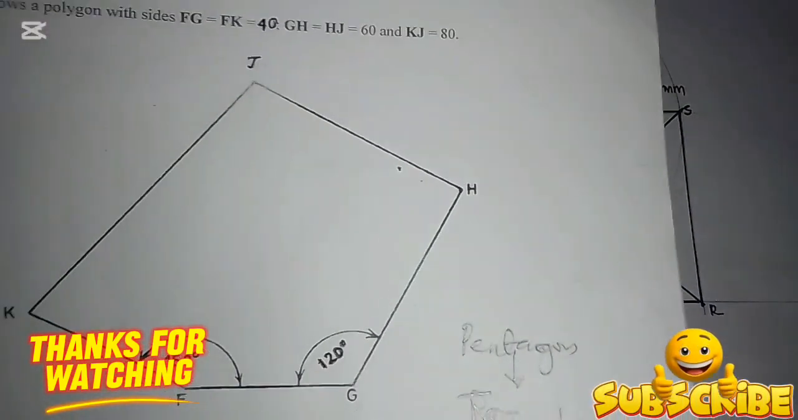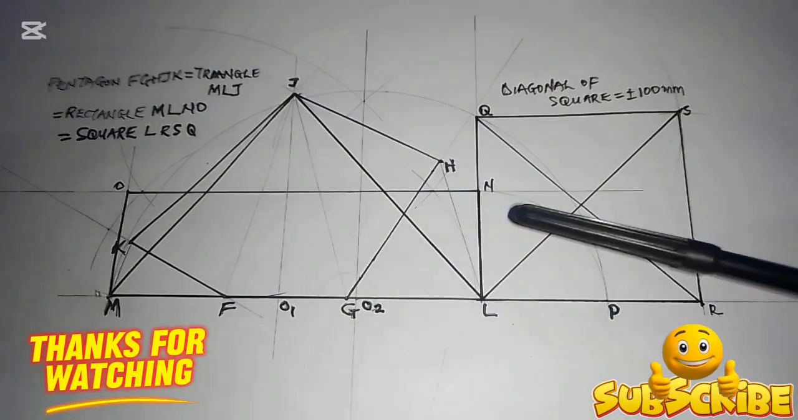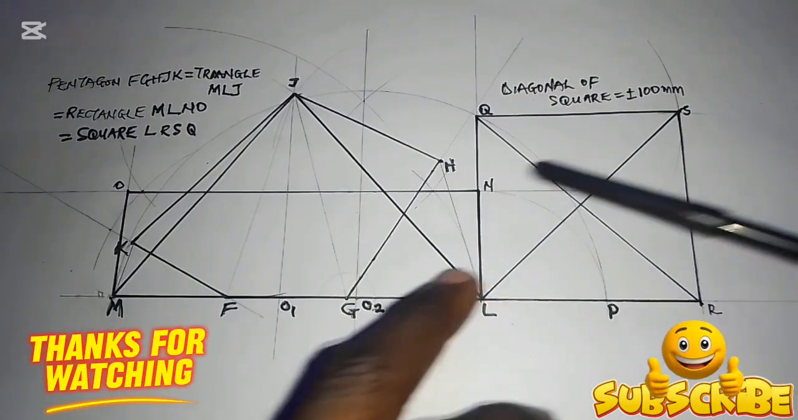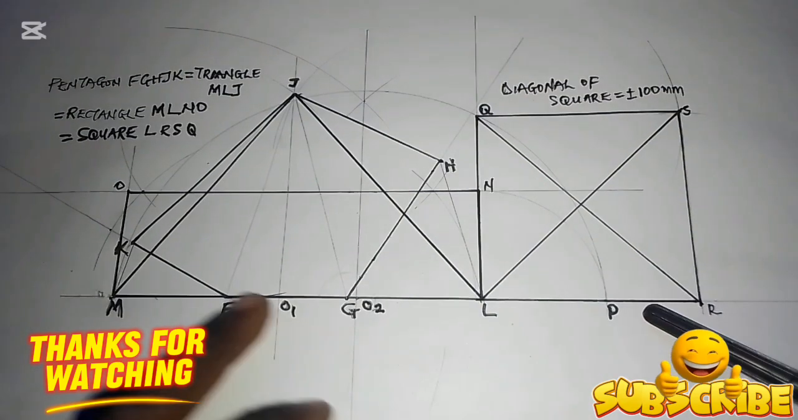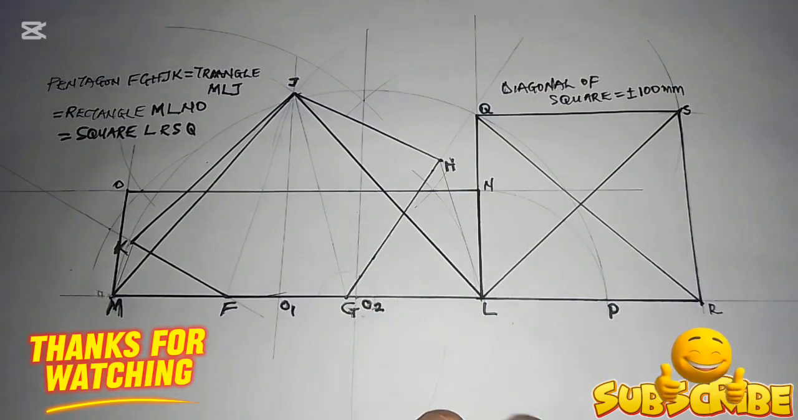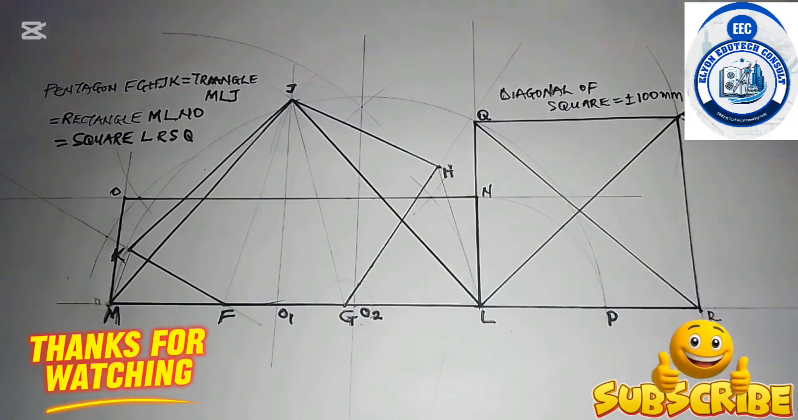I've been able to draw this square, converting the polygon to a square, so that they are both equal in area.